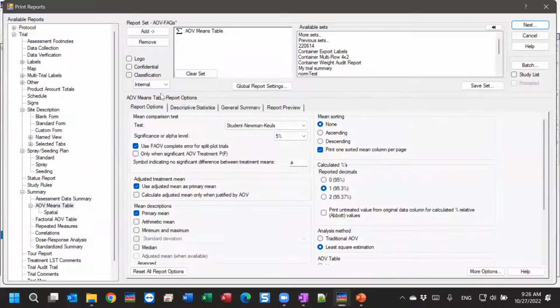So there are pros and cons of doing that, but that's a common one: it just makes no sense why I wouldn't see significance. Well, that might be the case. The ANOVA didn't find significance, and so ARM isn't even running the test.